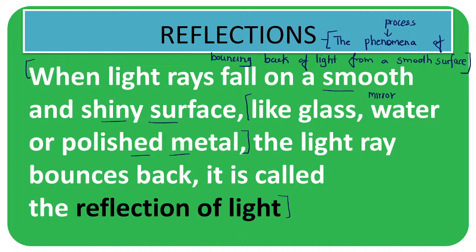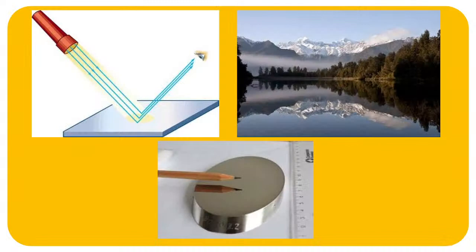One is reflection of light. What is the other property? What was the other property? Rectilinear propagation of light. So we have seen two properties of light. One is reflection of light and the other one is rectilinear propagation of light.